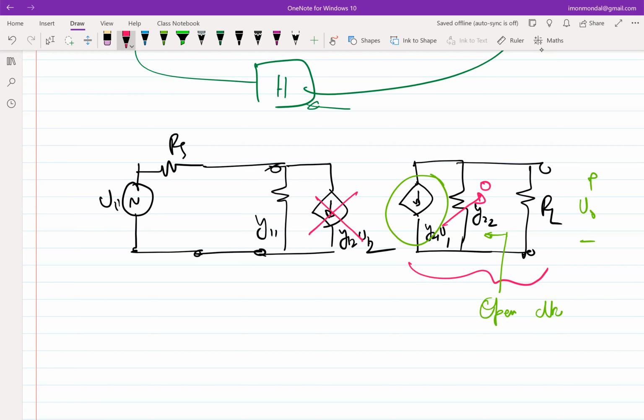Now let's turn our attention to the input side of the network. So what purpose is Y11 serving? Why should Y11 go to 0? This is some resistance. I mean, think in terms of resistance. Now, it might be helpful. Let's say I call this R11.